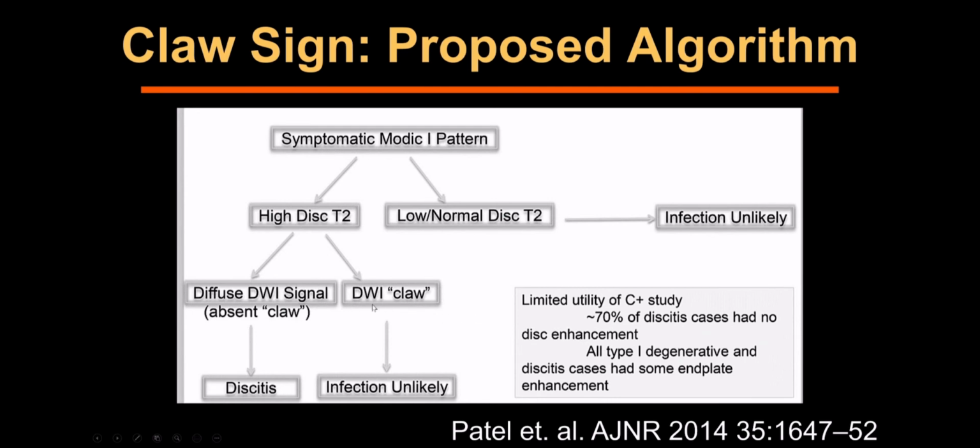We can throw diffusion-weighted imaging into the mix. We can look for the claw sign. Positive claw, remember, is infection unlikely, most likely degenerative disease. If there's an absent claw, then you're kind of stuck saying, yep, this could be discitis, and the patient usually goes to biopsy.